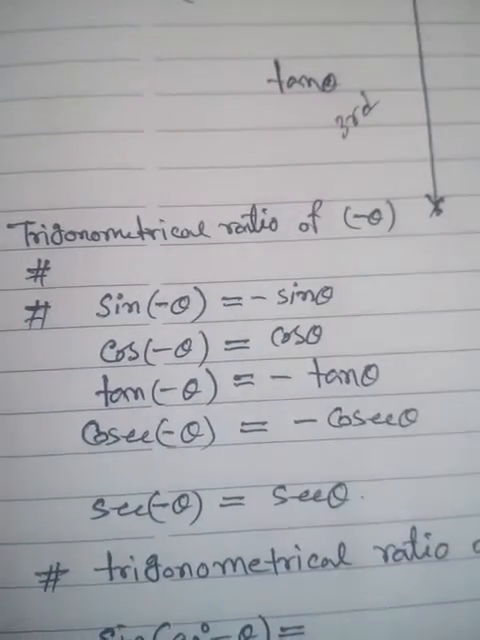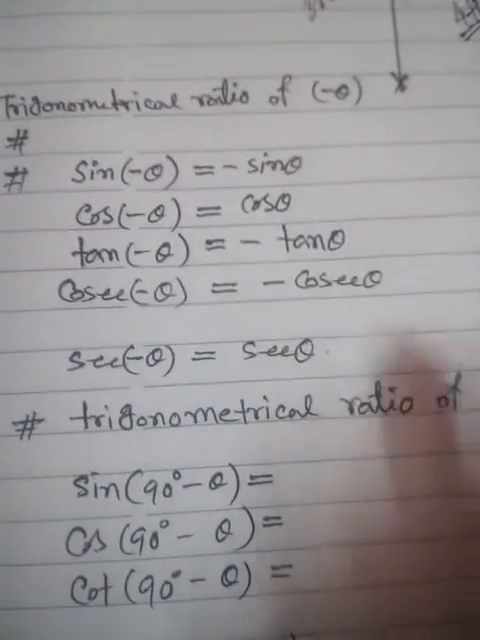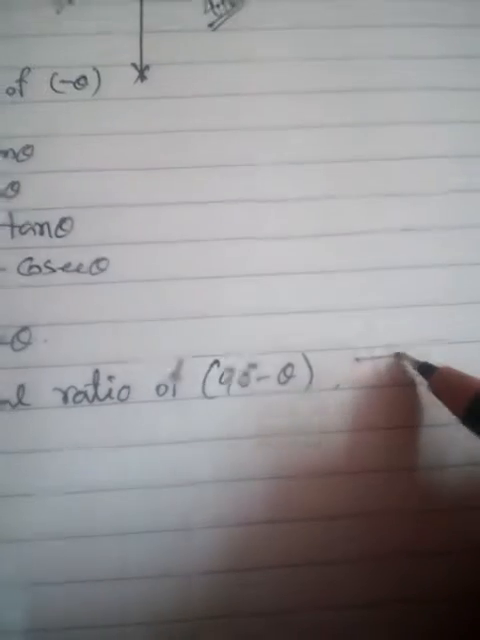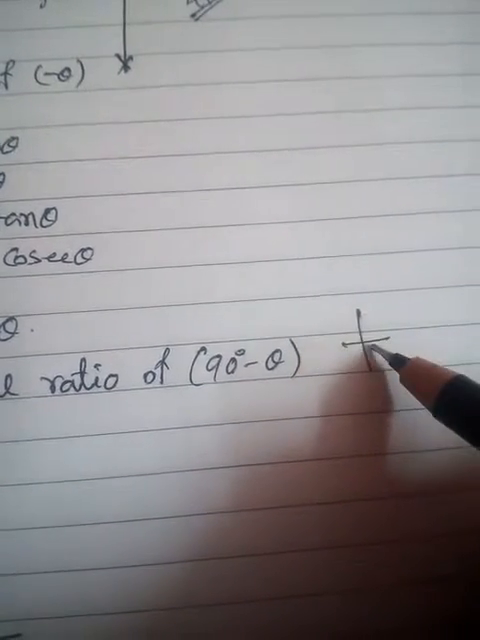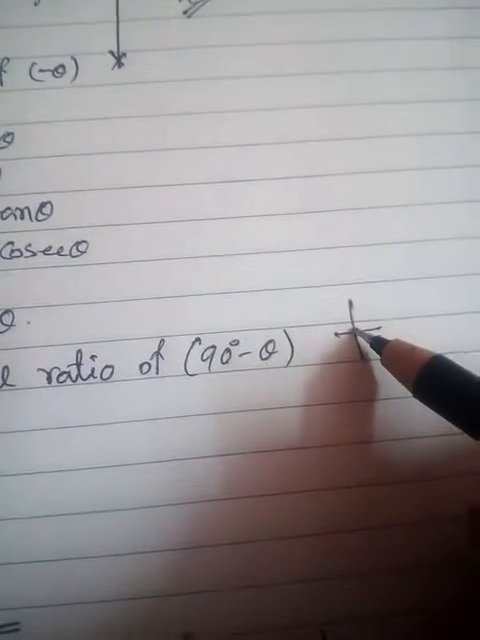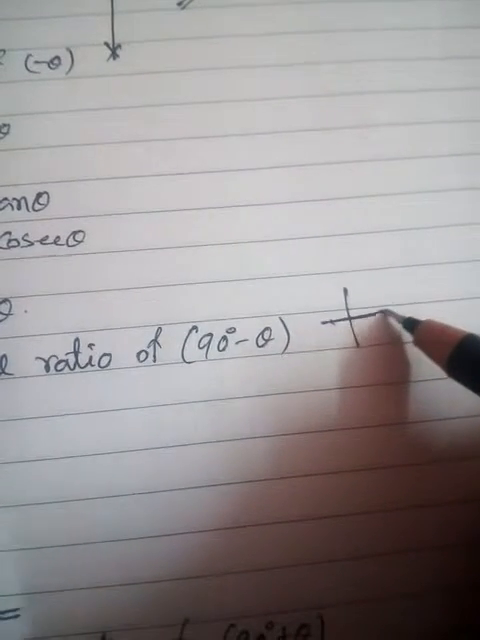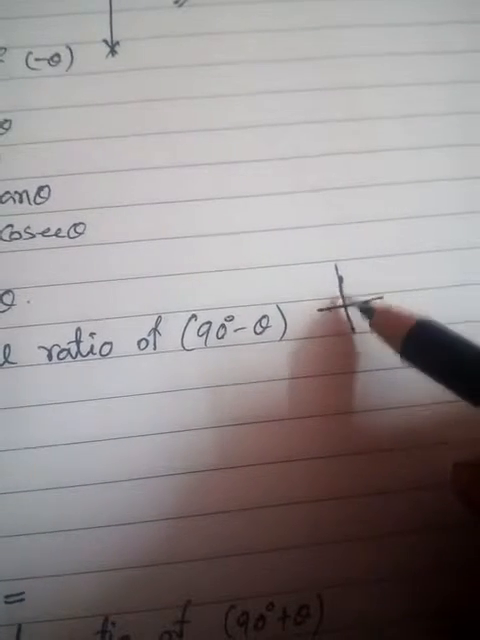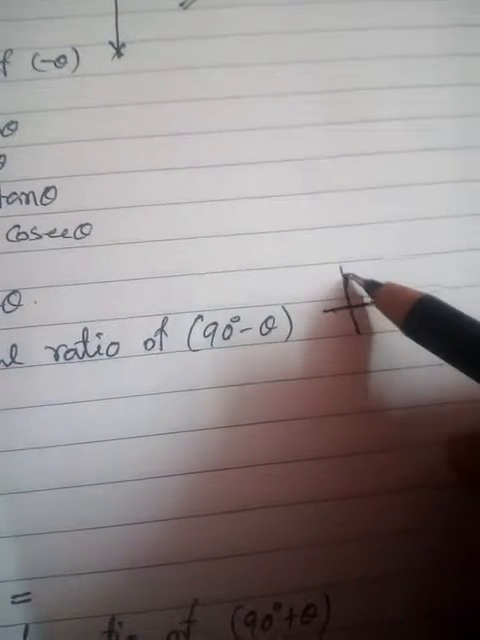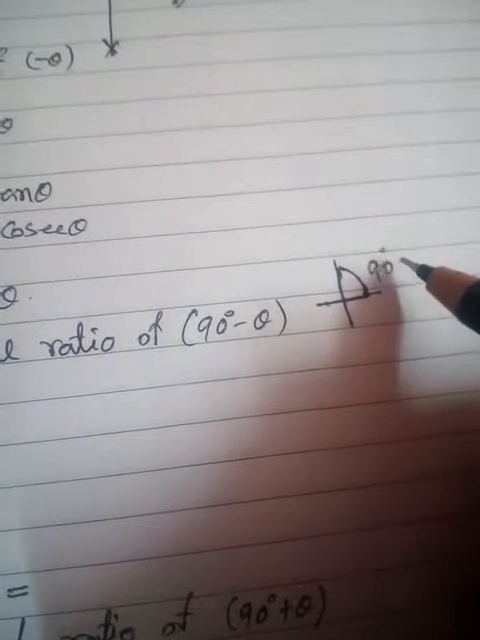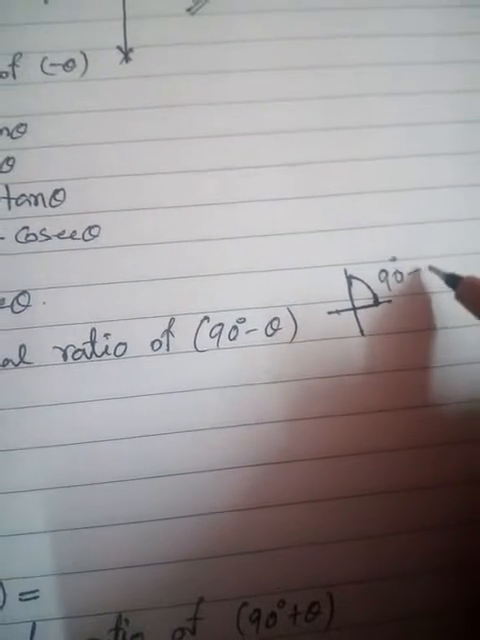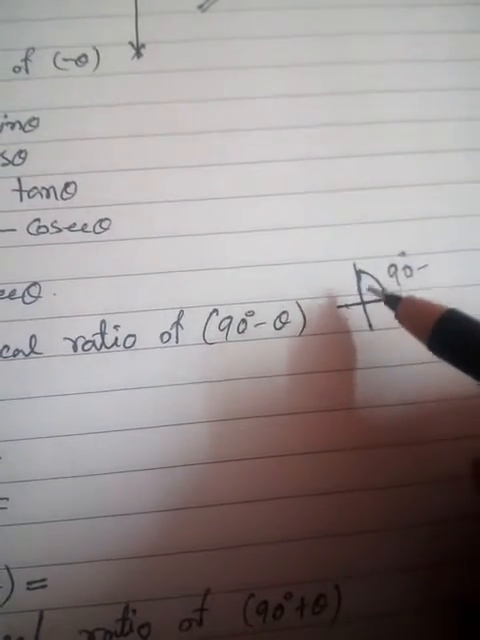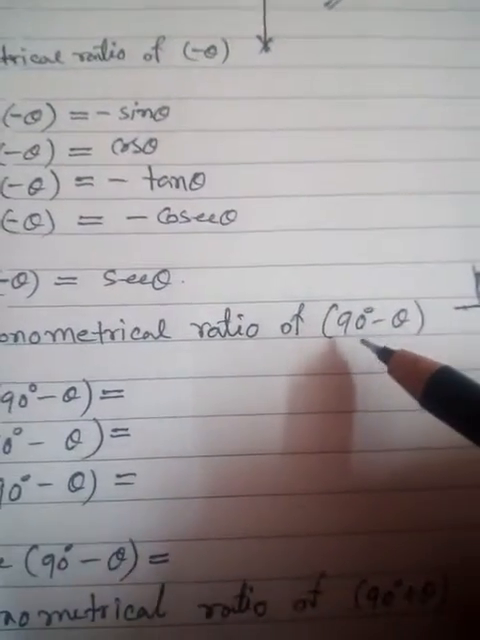Next, the trigonometrical ratios of 90 degree minus theta. Here the angle is 90 degrees, so 90 degree minus theta means this angle will be situated in the first quadrant. Because the total angle is 90 degrees, and if we deduct some amount of angle, it will fall in the first quadrant.